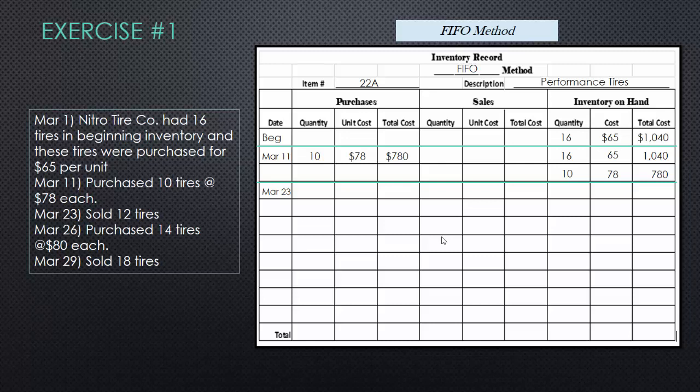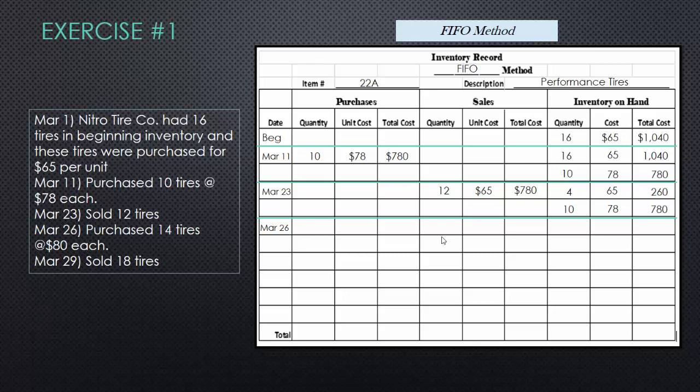So when we sell those 12 tires, we're going to assume that they all came from beginning inventory, which had a unit cost of $65 a piece. So our total cost of goods sold on our March 23rd sale is going to be $780. What's left? Well, we had 16 tires in beginning inventory with a cost of $65 a piece. We sold 12 of them, so we have 4 of those $65 tires left for a total cost of $260. And we still have all 10 of the $78 tires for a total cost of $780.